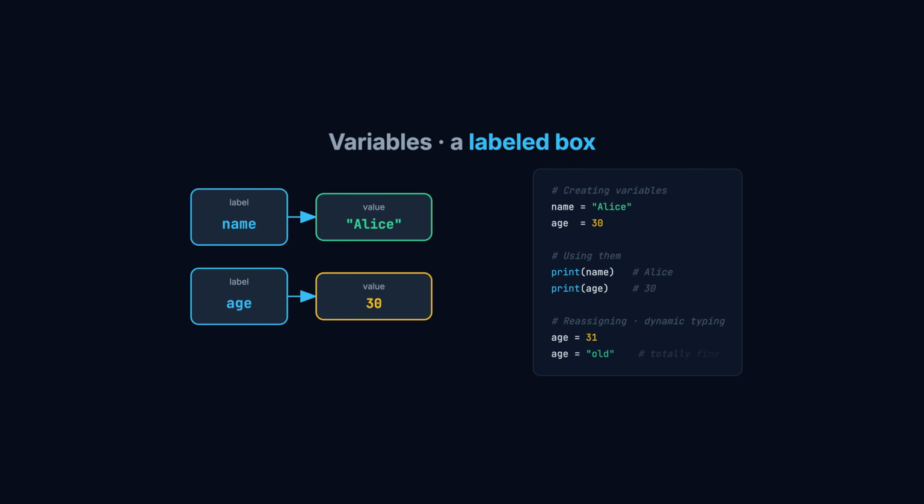You can even reassign the same name to a different type. age = 30, then age = "old". Python does not complain. The name age just points somewhere new.